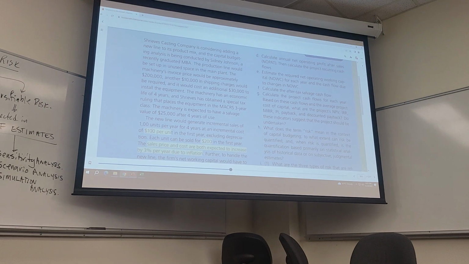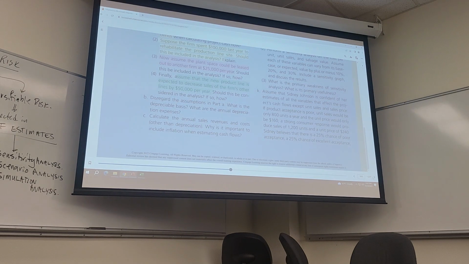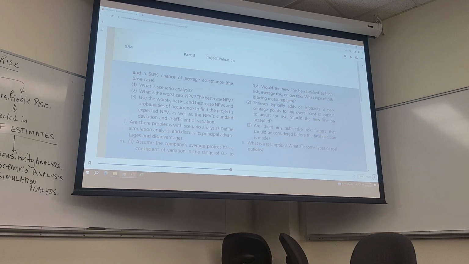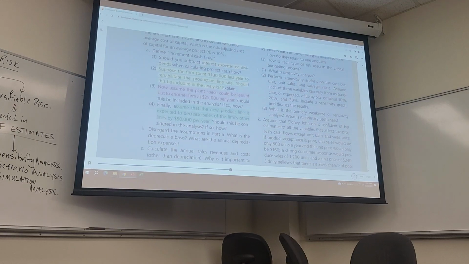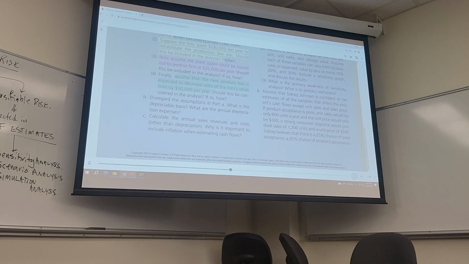Let's go back to our case here. Let's go find where they're talking about scenarios. Okay, it's right here, in part K. Confident of the estimates for all variables except for unit sales and sales price. And they're saying if product acceptance is poor, unit sales will be 800 a year at a price of 160. So that's going to be poor acceptance.